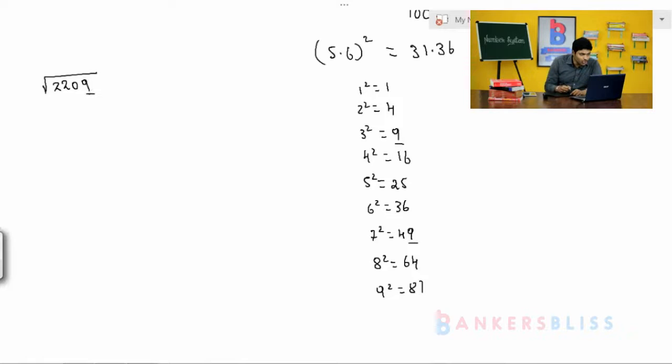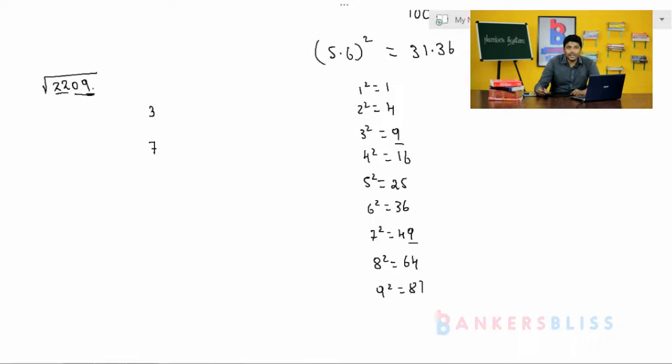In the number 2209, we have 9 in the unit digit. So 7 square is 49, 3 square is 9. So your answer may end with 3 or 7. Next, you have to identify the other two digits. You have to group two digits. So 09, the unit digit is 9, so it may be 3 or it may be 7.